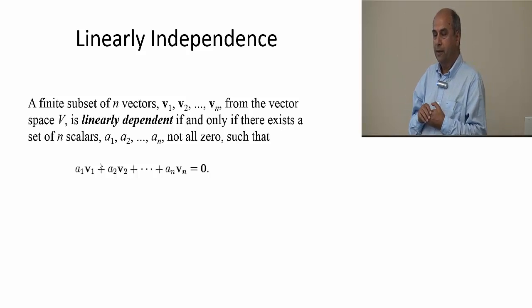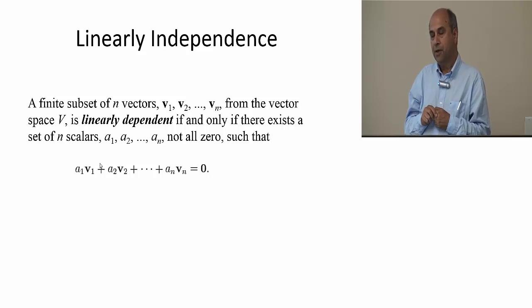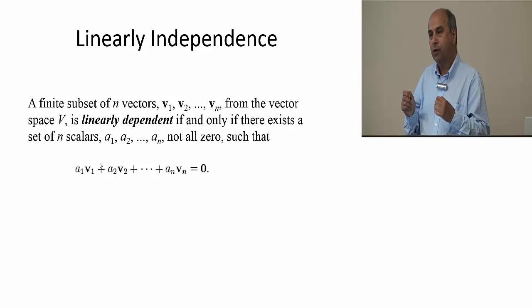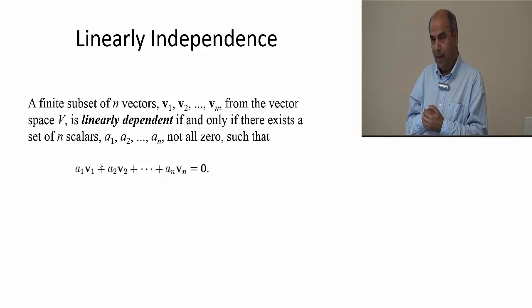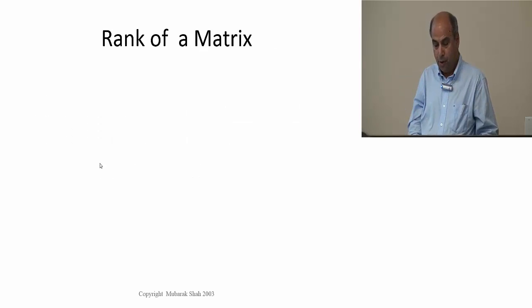But if I take vectors such that one of them can be written in terms of the others, then one of the vectors will be linearly dependent, and we want to find out the maximum number of vectors which are linearly independent, and that is an important concept.